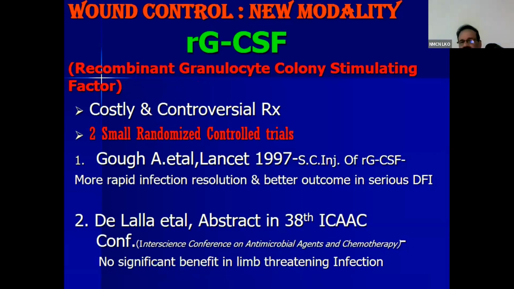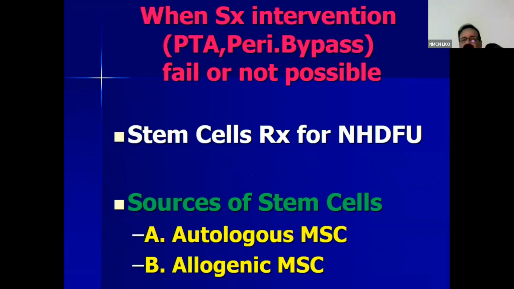Then another is the recombinant granulocyte colony stimulating factor. This also came into the limelight very early, but unfortunately it is not so effective. It is costly also, and the different trials have shown controversial results also. So it is not being used regularly.